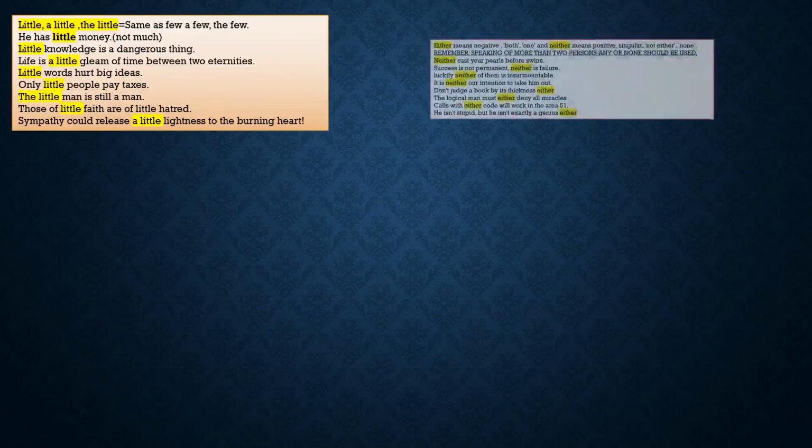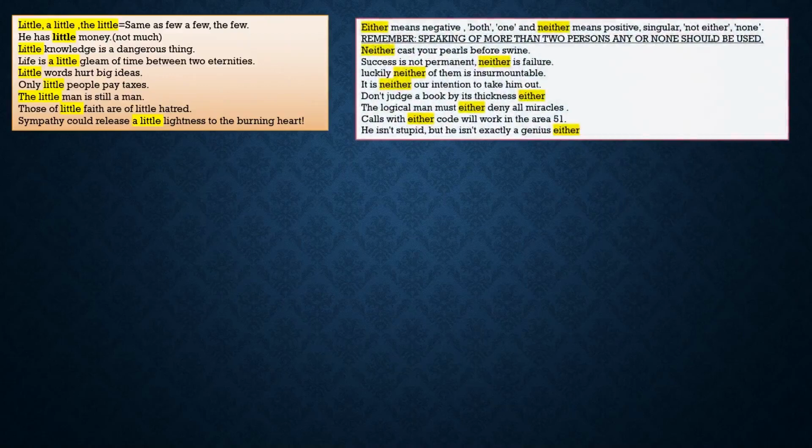Either means both or one, and neither means not either, none. Remember, when speaking of more than two persons, any or none should be used. Neither cast your pearls before swine. Success is not permanent, neither is failure.